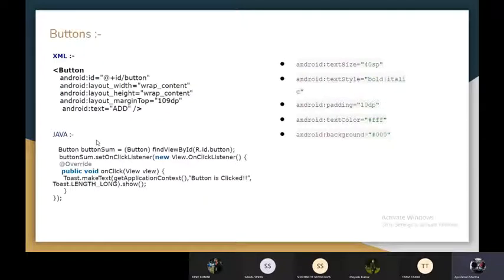And this is the Java code. So we have a button class, and we define a variable. We define the button data type with the variable name button sum. Then we bind that XML data with the name button to this button variable with R.id.button. Now the other code here is button sum dot set on click listener.